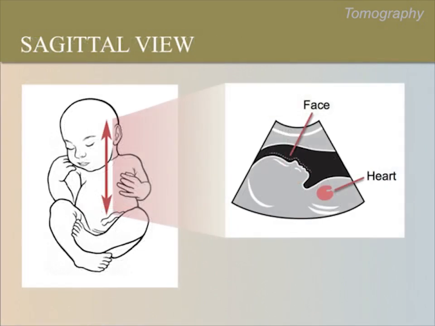This is a sagittal view of a fetus. Imagine that you are looking through the baby from its right side. This is how the baby's profile would look from that longitudinal or sagittal slice.